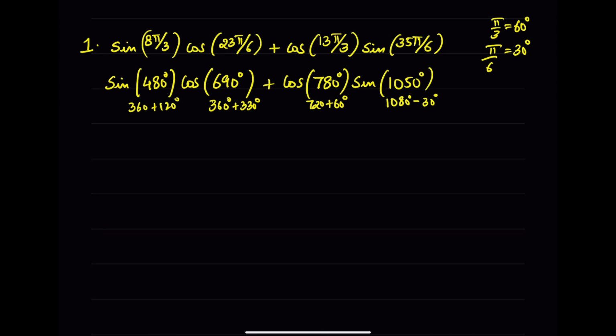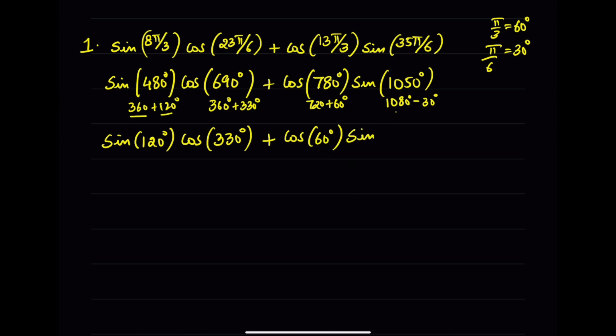Now let us apply the trigonometric ratios here. So sine of 2 pi plus x, we will write it as sin x, and sine 120 is positive because it's the second quadrant. Now the second part, we can write this again as cos x, cos of 2 pi plus x, 330, plus we can write this as cos of 60, and the last part, we can write this as sine of minus x, which is sine of minus 30.